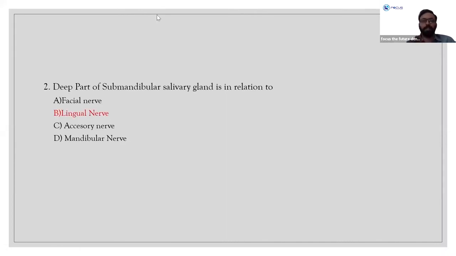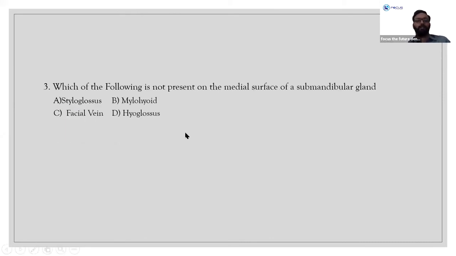We talked about the lingual nerve and the submandibular ganglion, everything is very close to it. Now a question may arise: why not mandibular nerve? Lingual nerve is a branch of the mandibular nerve. The mandibular nerve as a whole is not in relationship with the deep part, only the specific branch, the lingual nerve. That's why the answer is lingual nerve. Always choose the best answer among the options.